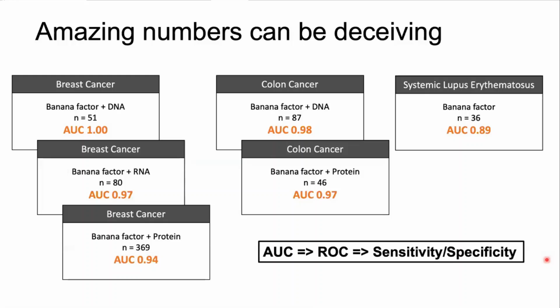It turns out that bananas could be used to detect many types of cancers. And even outside of cancer, they could be used to detect diseases like lupus, which is a very complicated disease. The company was able to make diagnostic tests with near perfect AUCs across all of these different areas. And the company was, as you can see, showing off their data in their pitch. But as the title implies, amazing numbers can be deceiving.